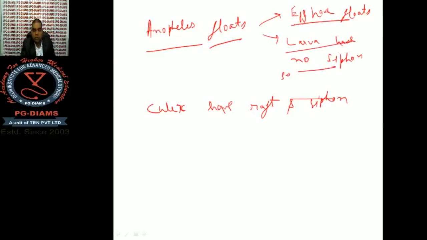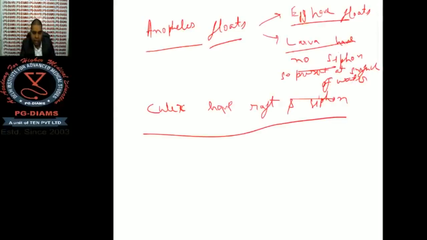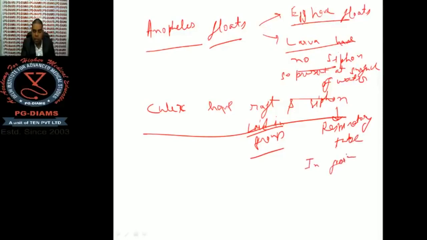So it is present at the surface of water. The larva is present at the surface of water, it floats. But Culex has raft and siphon. Raft means eggs laid in a group. Eggs are laid in a group, that is a raft. And siphon is the respiratory tube, which helps in going down in water. Okay, clear? So that's why Culex remains down.